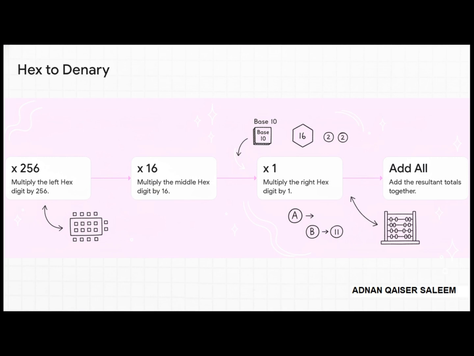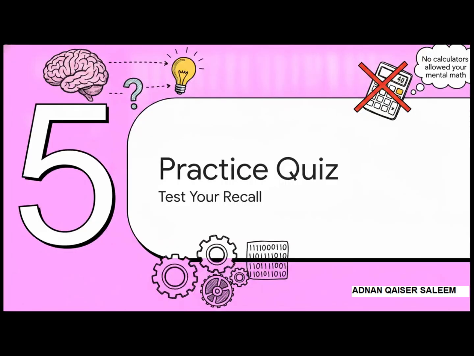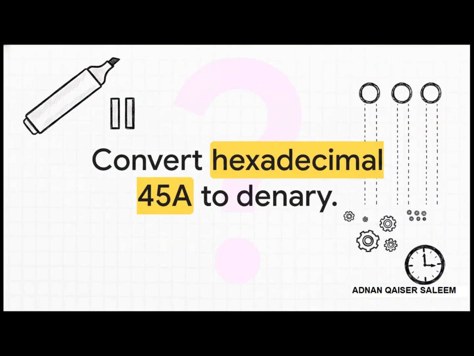Okay, time for Section 5, the IGCSE practice quiz. Let's test your active recall with some practical questions straight from the syllabus. No calculators allowed in this exam, by the way, so rely on your mental math. Grab a pen. Pause the explainer right here and try calculating the Denary value of the hexadecimal 45A. Remember those column headings we just talked about? 256, 16, and 1. Go ahead, I'll wait.